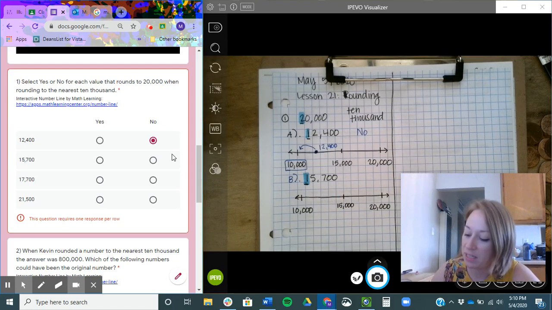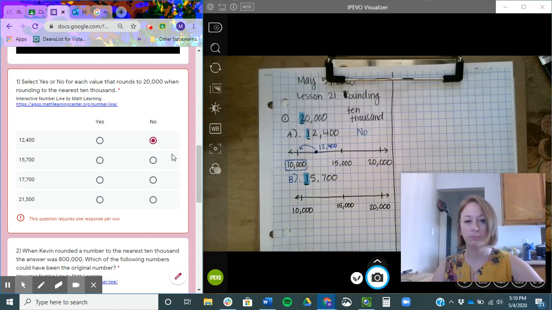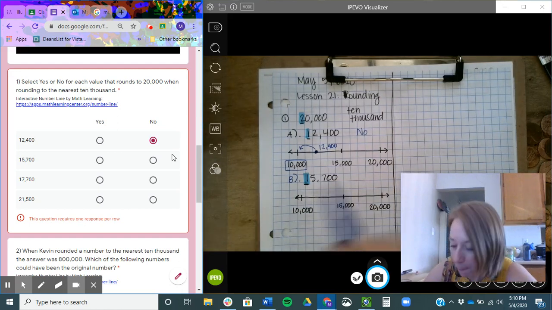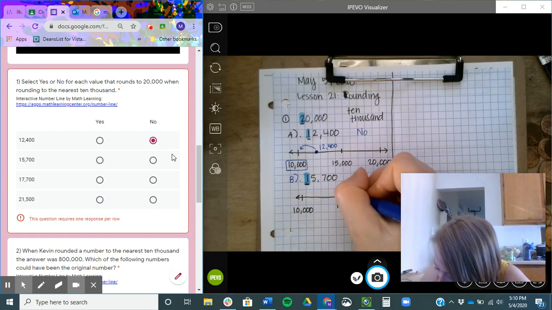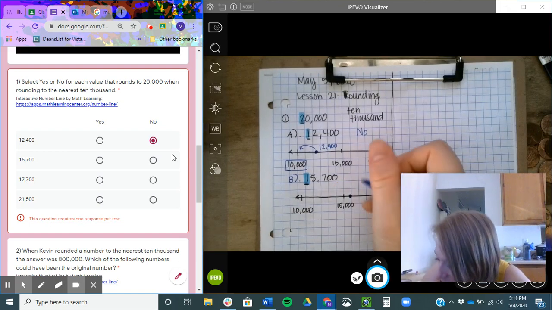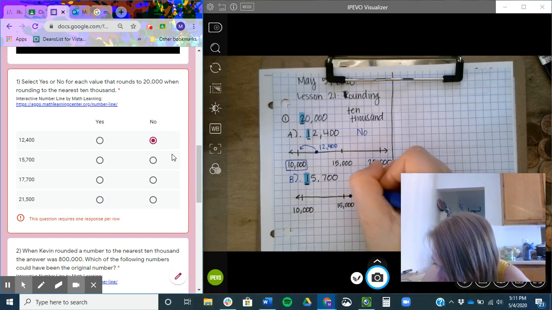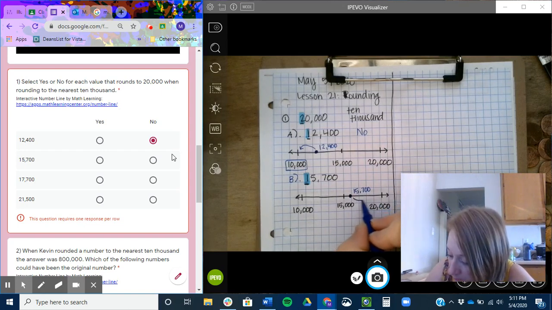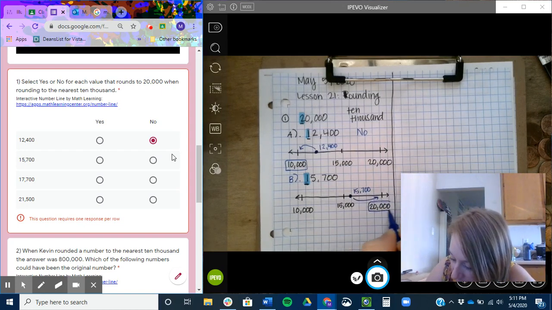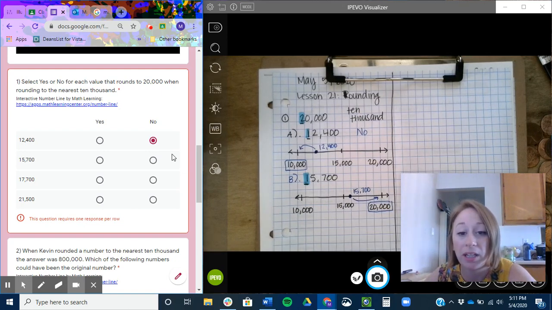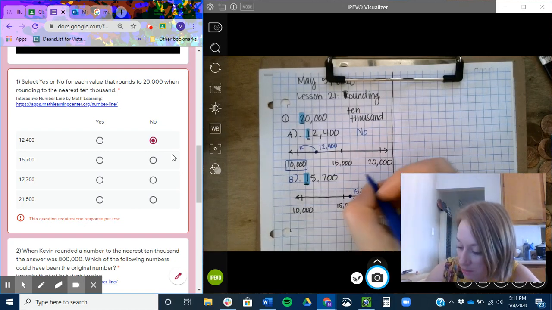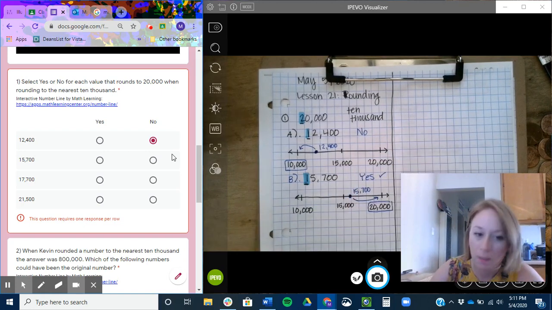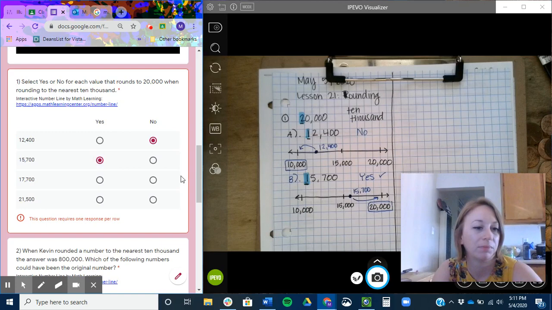So now, where does 15,700 go on this number line? Well, 15,700 is just after 15,000. It looks like that one is much closer to 20,000 than the other example. So that one would indeed round to 20,000. Go ahead and select yes for letter B.